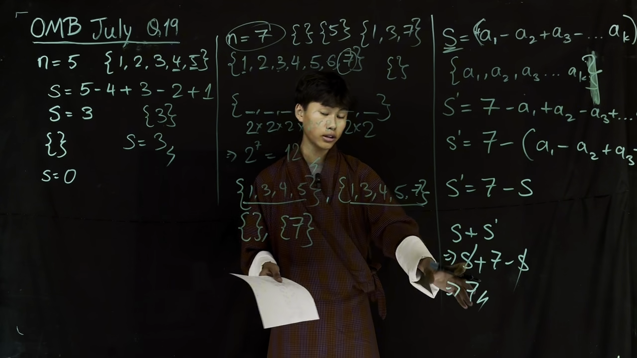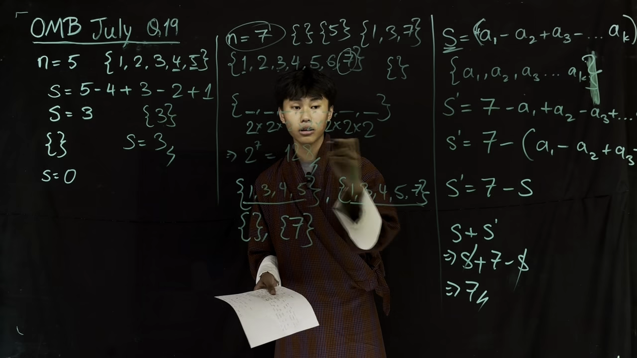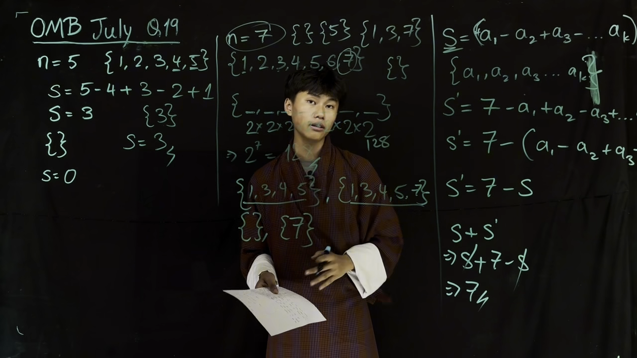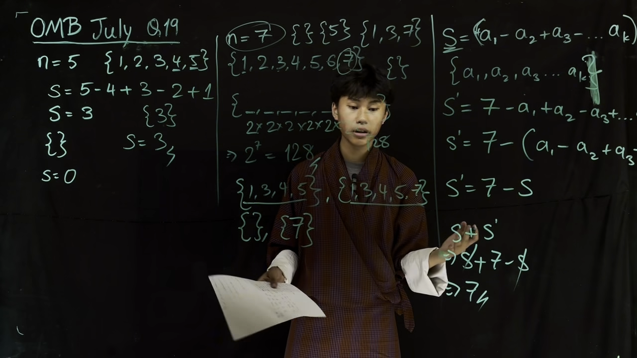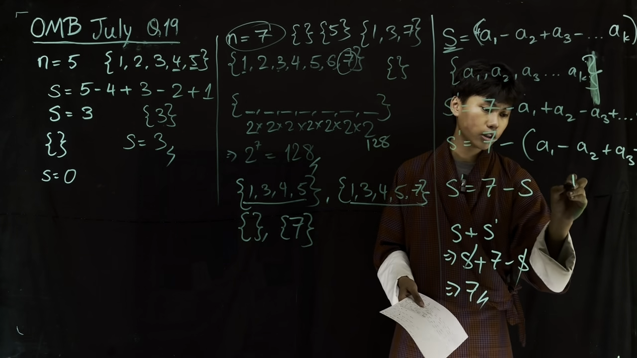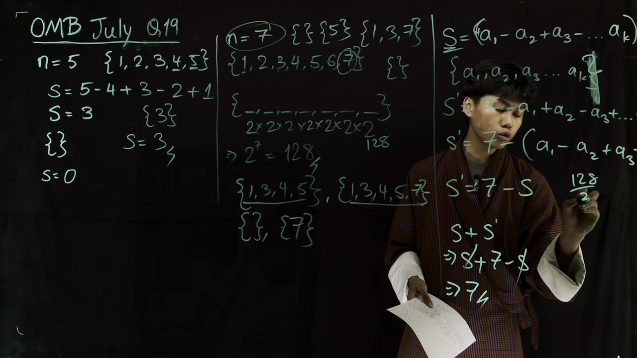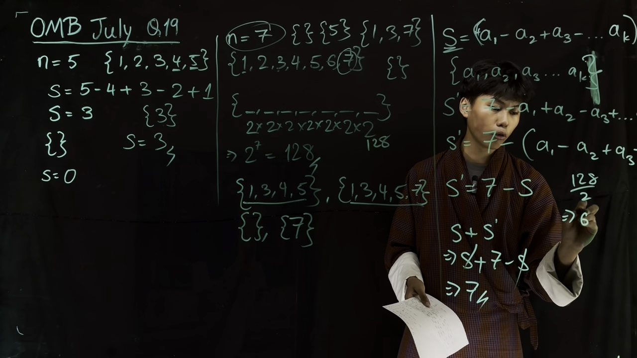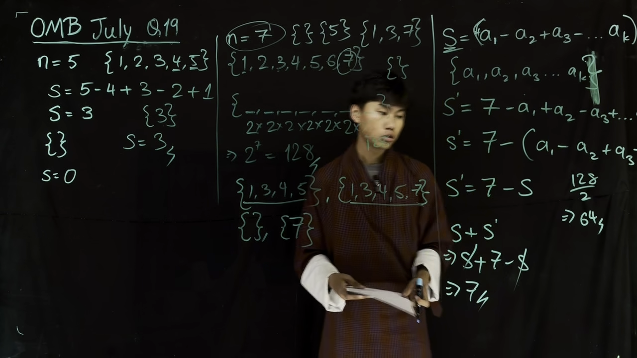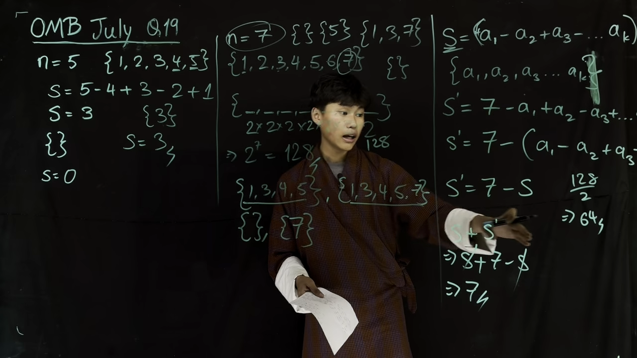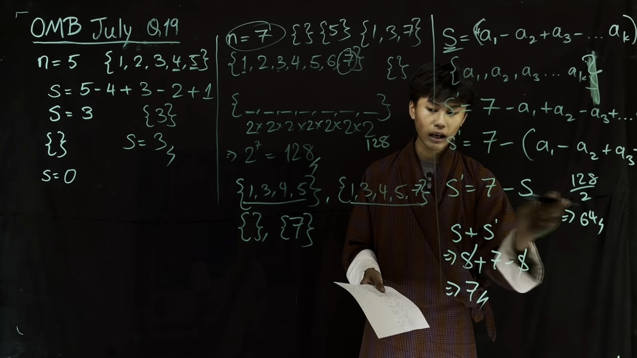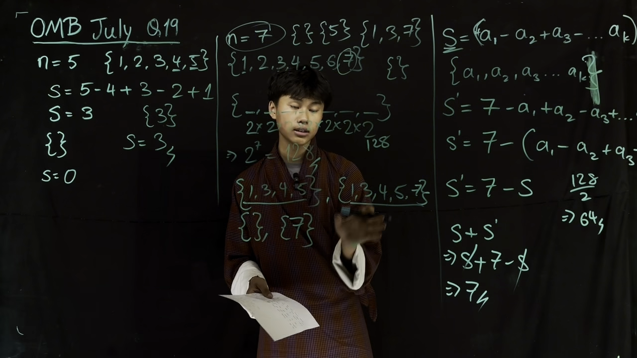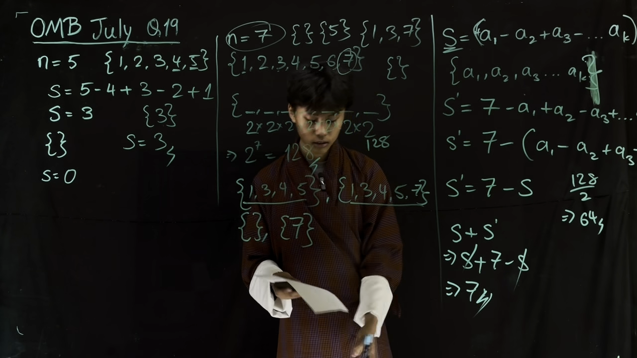So yeah, we're getting somewhere, right? We have 128 subsets, right? And you have made them into pairs. So how many pairs are there? There are 128 divided by 2, which is what, 64 pairs. Am I right? So you have 64 pairs, and each pair has a sum of 7. So when you add the partner subsets, you get 7 every single time.